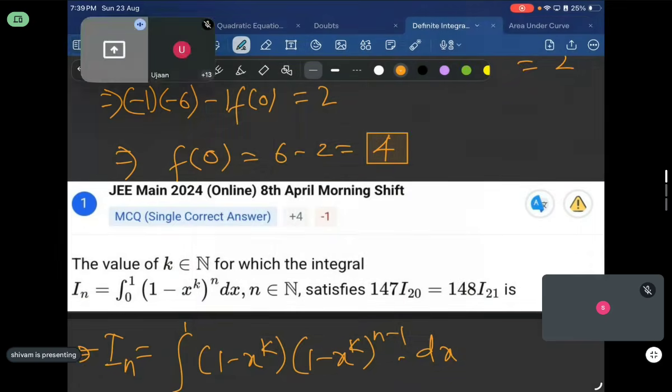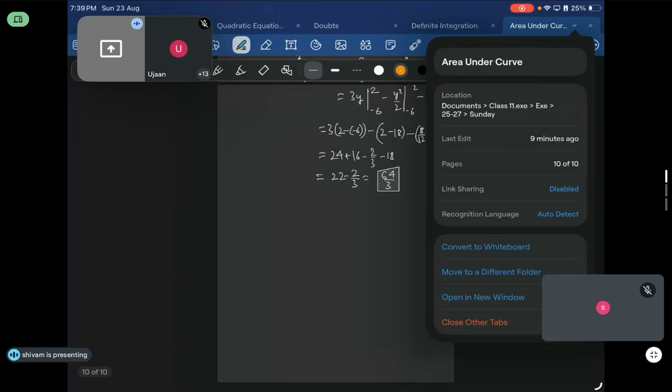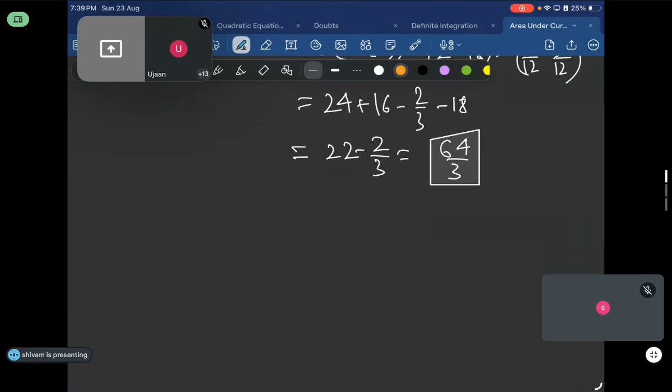So anyway, I think Ujan, you have understood this one, right? Tell me. Yes, sir. And is it clear to others? Those who are online, have you people understood the last problem? So note.